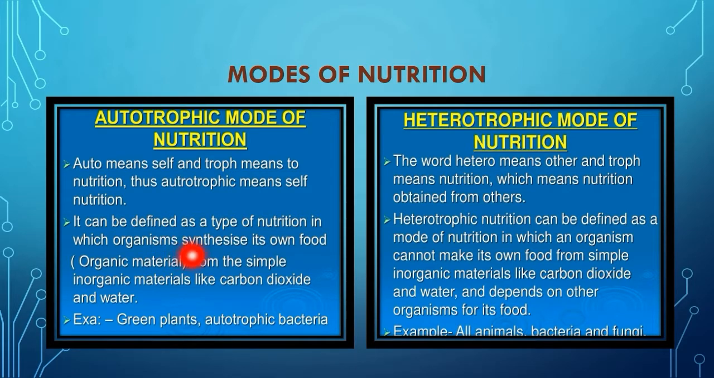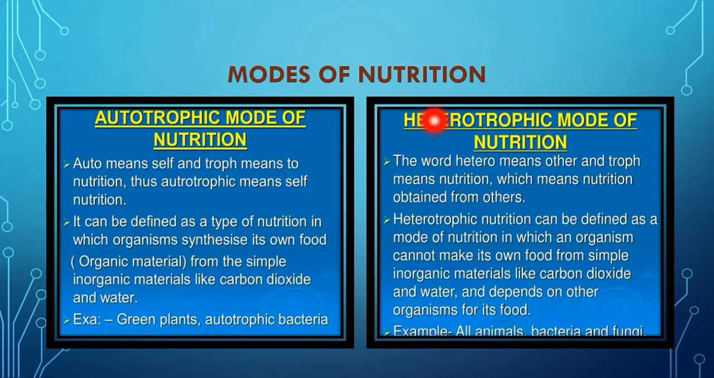It can be defined as type of nutrition in which an organism synthesizes its own food from the simple inorganic materials like carbon dioxide and water. For example, green plants and autotrophic bacteria.